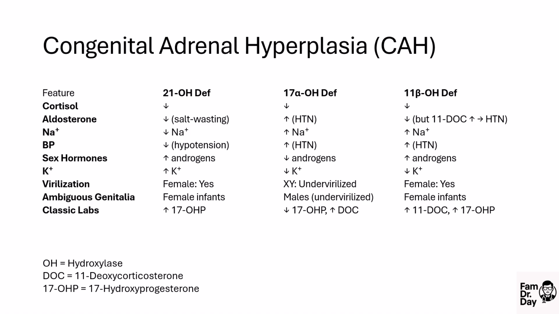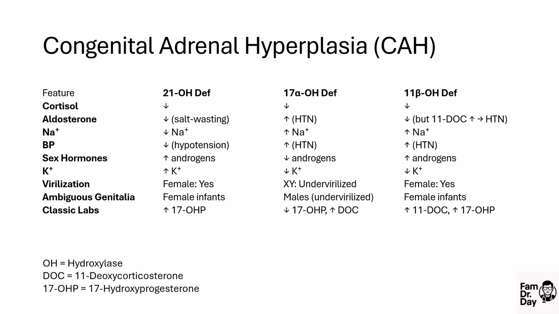Here you have increased aldosterone, which leads to increased sodium, increased blood pressure, but decreased potassium. And you'll have decreased sex hormone, which means you have XY males that are under-virilized. The classic lab is decreased 17-OHP, but you'll have increased DOC.